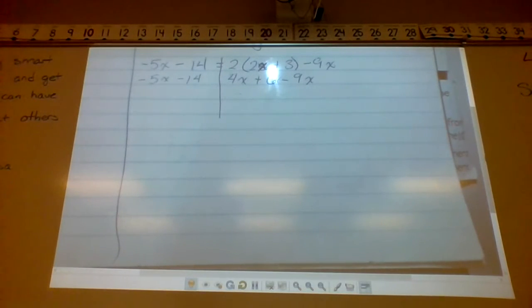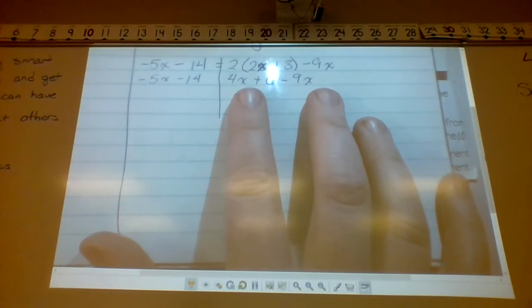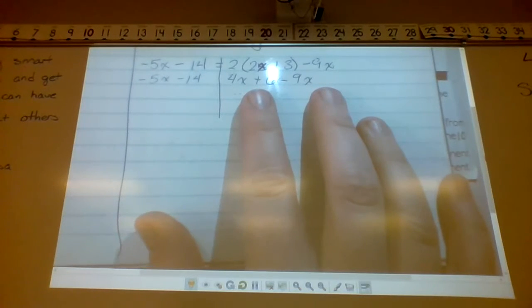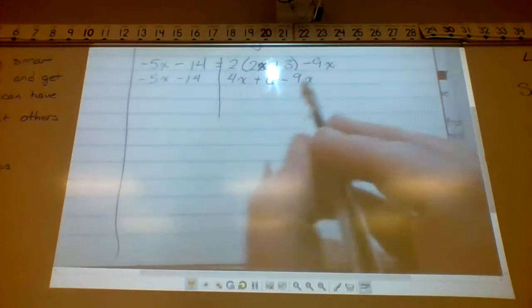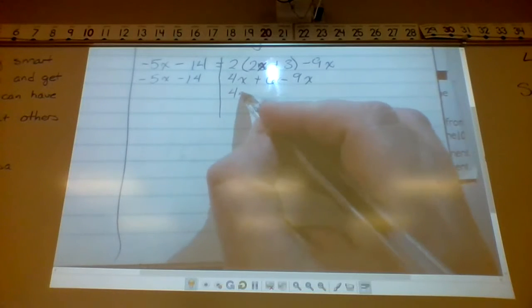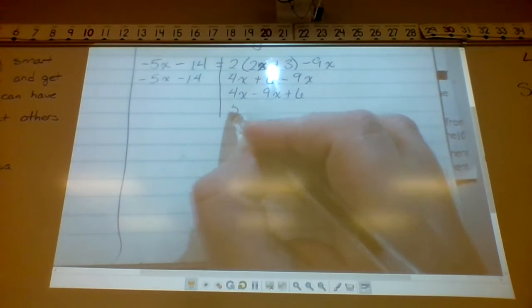You guys want to take 4x minus 9x? They're both on the right-hand side. No. You can do that. Oh yeah, that is one possibility. So it'd be negative 5x. What is 4x minus 9x? Negative 5x plus 6.